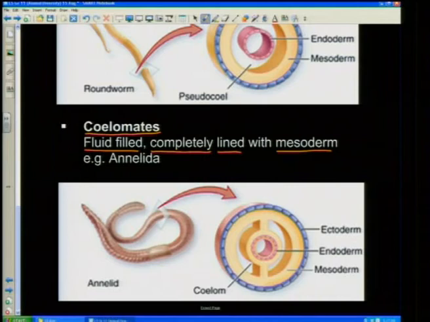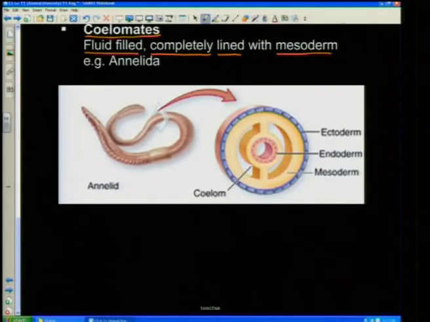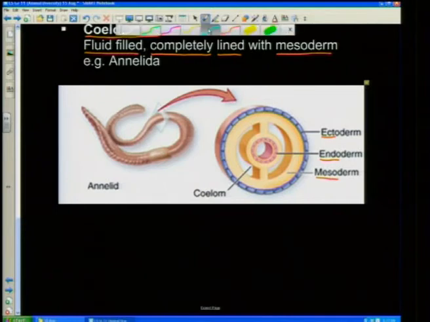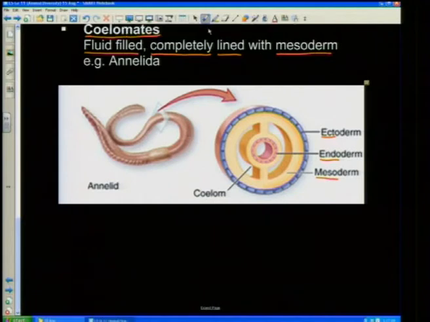Now, if we look at this picture. Right, this is of an earthworm, the annelids, or the earthworms. Here's the ectoderm, the outer layer, the endoderm, the inner layer. There's the mesoderm. Now, the mesoderm is split. Right, so the mesoderm is split, and in that split, there is a cavity. This is the cavity that is called the coelom.